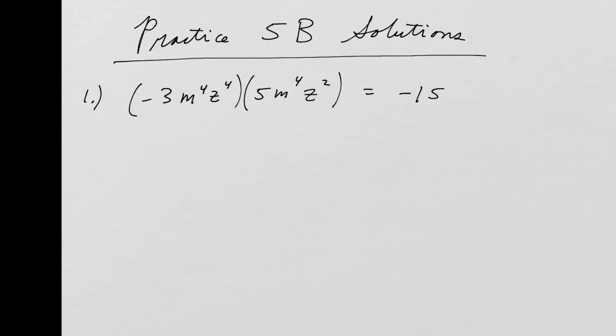So if I have m to the fourth times m to the fourth, then the rule is I keep my base, the m, because that's the same, keep the base, and I add the exponent. So 4 plus 4 would be 8. And then z to the fourth times z squared is going to be z to the 4 plus 2, which is 6. So that would be my result, which in this case is C.